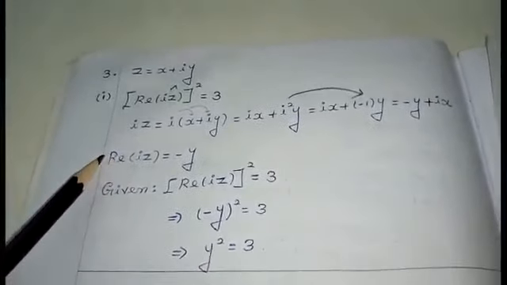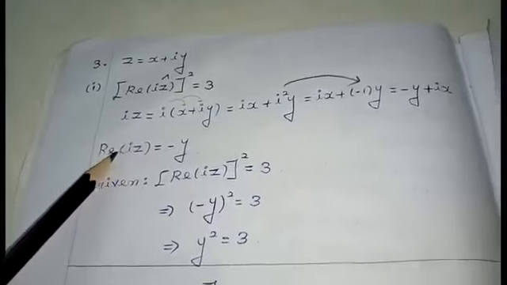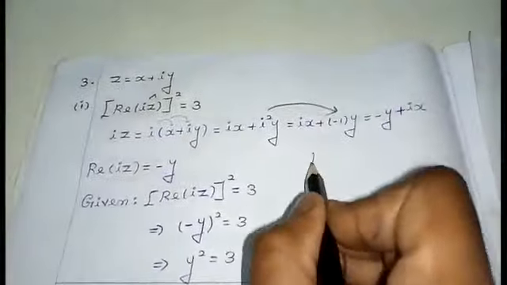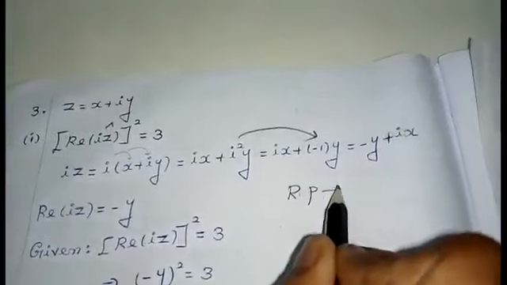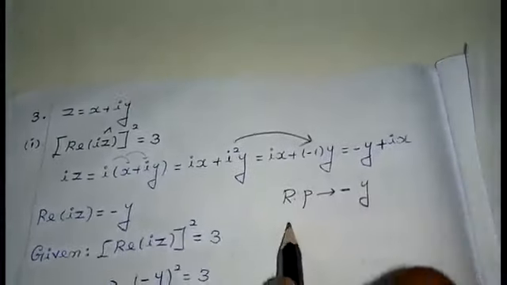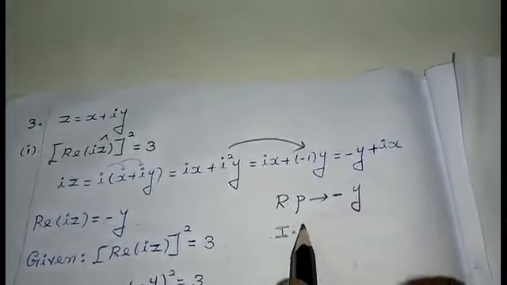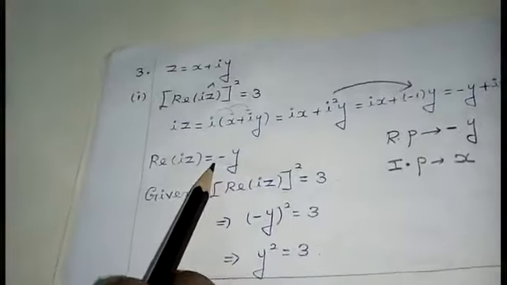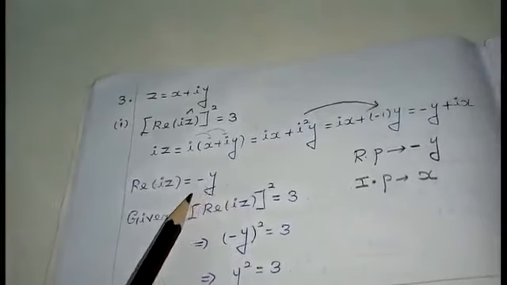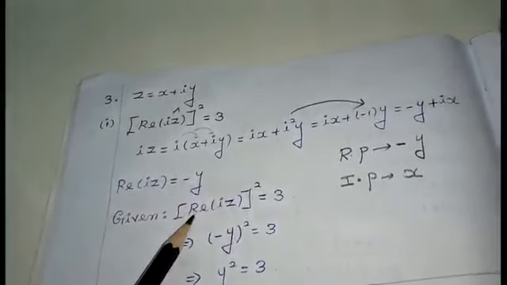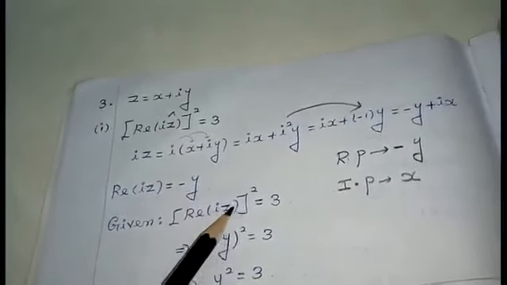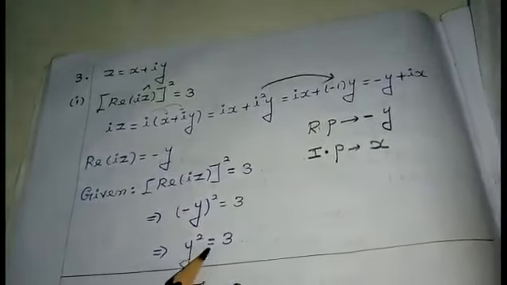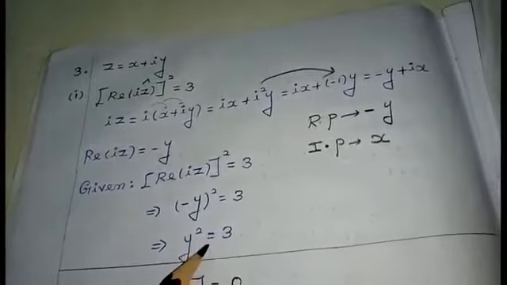What is the meaning of real part of iz? I am going to take only the real part. Here, what is the real part? Just see, students, a real part. RP means real part. Real part is minus y. Imaginary part, I am just writing it as IP. I am just taking the real part. What is the real part? Minus y. I am writing the given question. Real part of iz the whole square, that is minus y the whole square equal to 3. That implies y square equal to 3 is the required Cartesian equation for the given question.